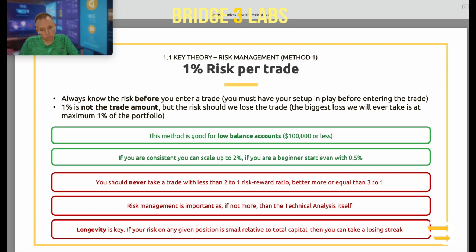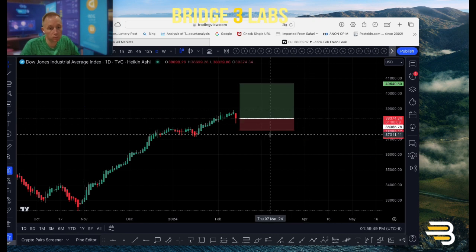So just keep hammering that home. This method is good for low balance accounts, 100,000 or less. If you're consistent, you scale up to 2%. If you're a beginner, you don't even have to start with 1%. It could be 0.5%. You should never take a trade with less than a 2-to-1 risk reward ratio. Better, equal to or more than 3-to-1. I was talking about that briefly just a minute ago.